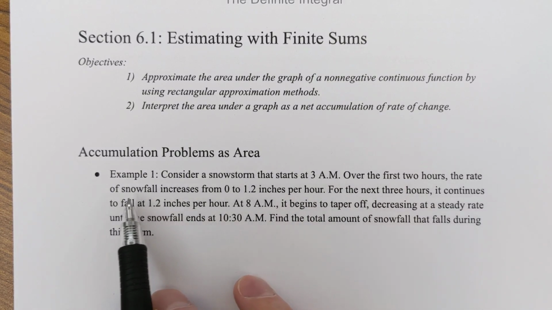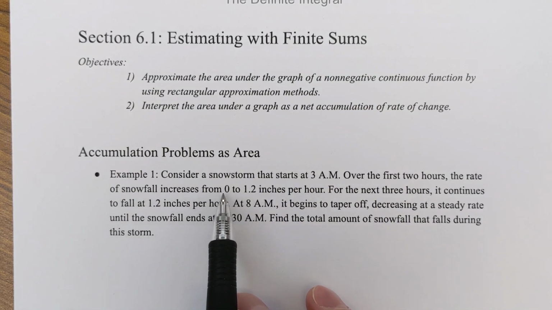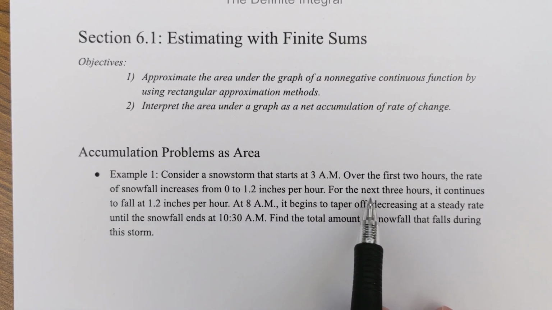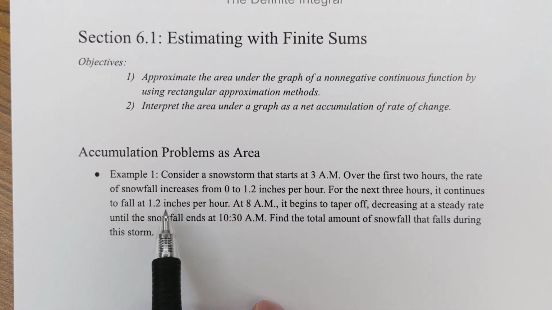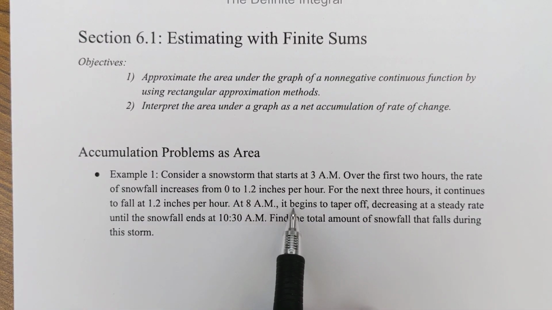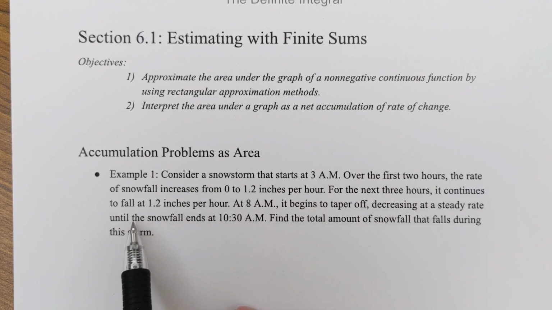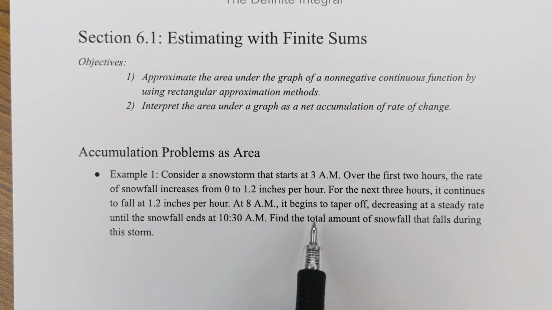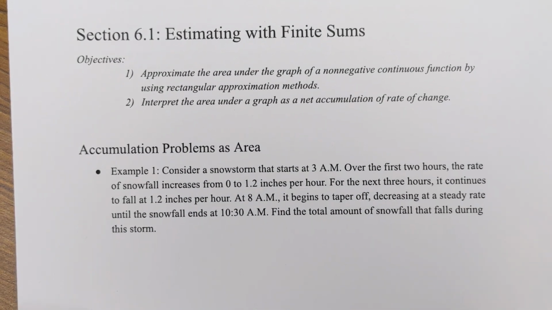Over the first 2 hours, the rate of snowfall increases from 0 to 1.2 inches per hour. For the next 3 hours, it continues to fall at 1.2 inches per hour. At 8 a.m., it begins to taper off, decreasing at a steady rate until the snowfall ends at 10:30. Find the total amount of snowfall that occurs.